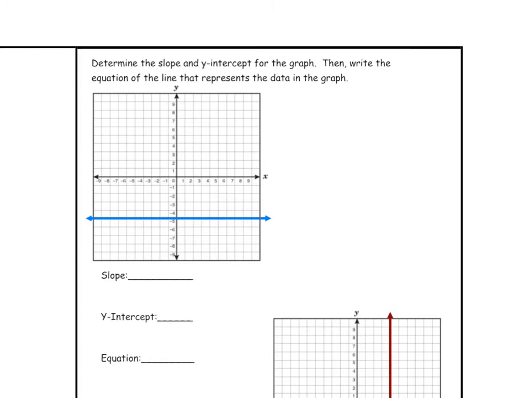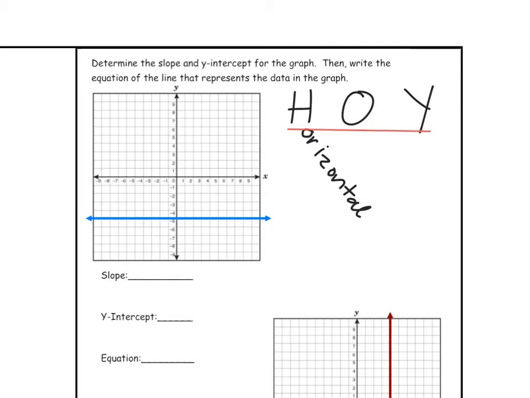Let's remind ourselves about horizontal lines. I'm going to try and write this out kind of slanted. Horizontal lines. This is horizontal. That was bad. There we go. Horizontal lines have a slope of what? 0. That's what the O is. And our y equals whatever number they always go to. Yeah, y equals a number.